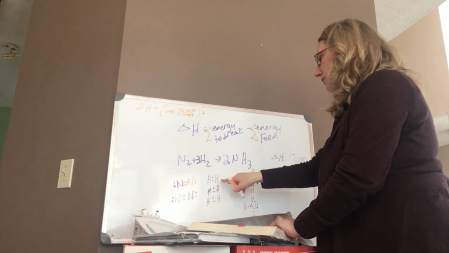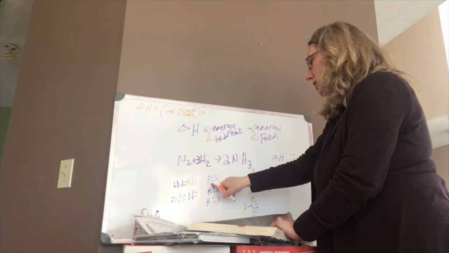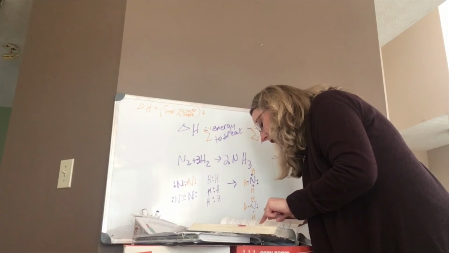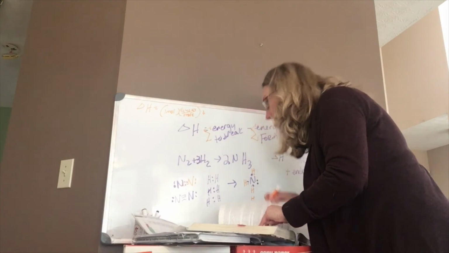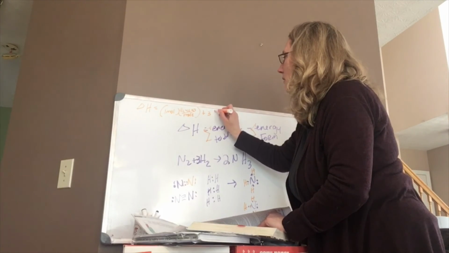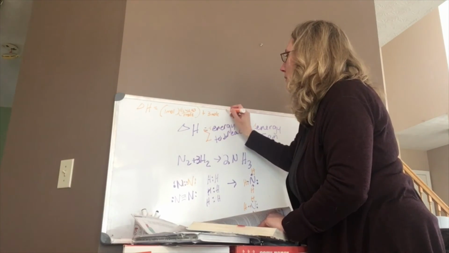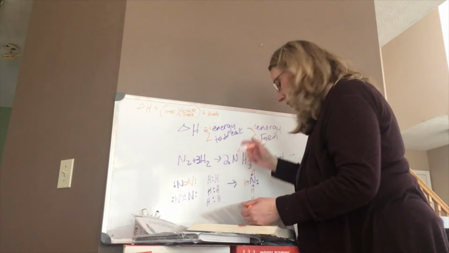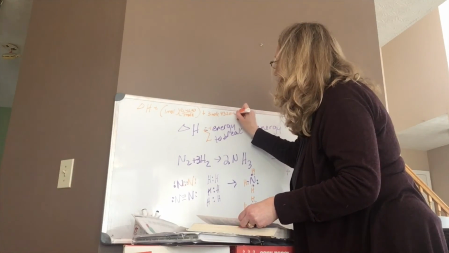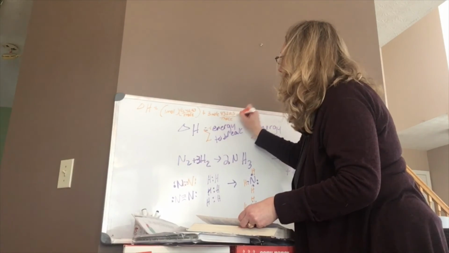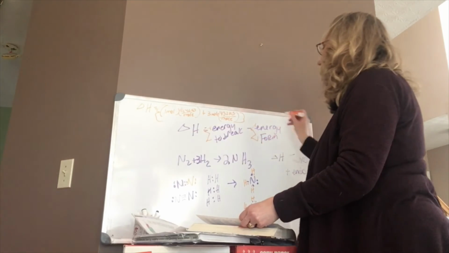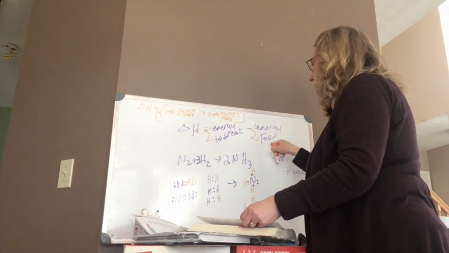Plus, I have to find the H bond. It's just a single bond. So I'm going to look at the chemical bond of that, and I have 3 moles of that, plus 3 moles of 432 kilojoules per mole. So I have to add that together, and then I'm going to subtract the energy that it took to form them.